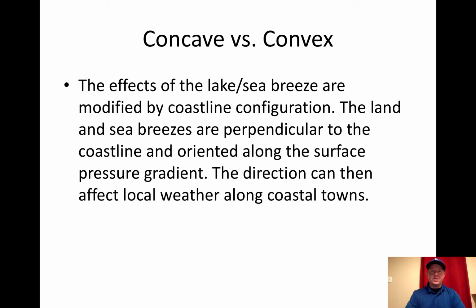The effects of the lake sea breeze are modified by coastal configurations, all right? The land and sea breezes are perpendicular to the coastline and oriented along a surface pressure gradient. So we talked about why the gradient matters, and we talked about how synoptic flow can either help it or oppose it. But the shape of the coastline also can either enhance it a little bit more or it can hurt it a little bit, all right? The direction can then affect local weather along coastal towns, all right? So there's another little factor to throw in there, and this is more on the micro and mesoscale, all right?